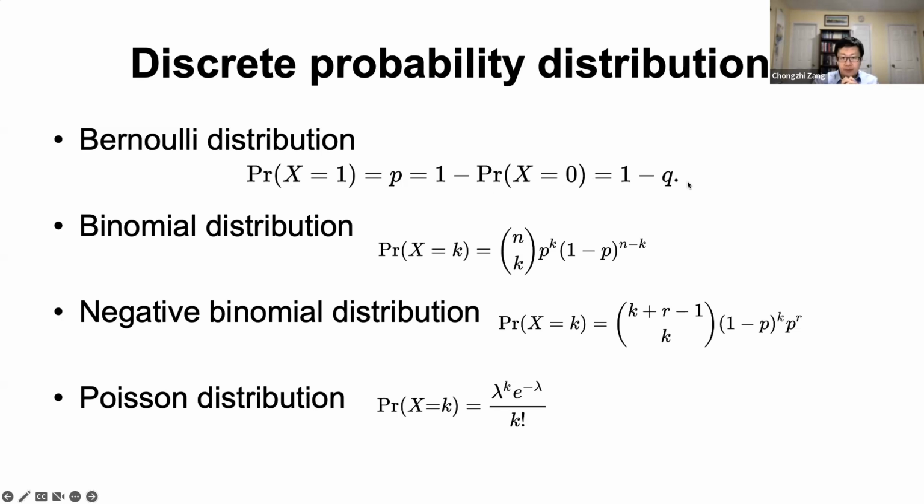So binomial distribution is an extension of Bernoulli distribution. And what is more useful, especially in sequencing data analysis, is a negative binomial distribution, which is commonly used to describe the number of read counts or sequences in a certain region, if all of the sequence reads are distributed in certain regions in the genome, for example, the gene expression.